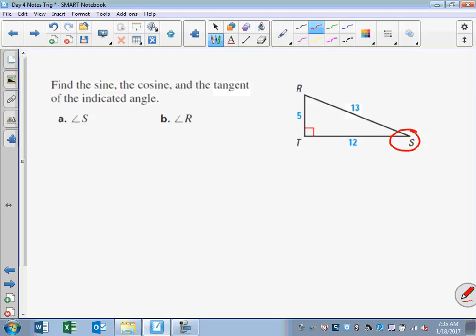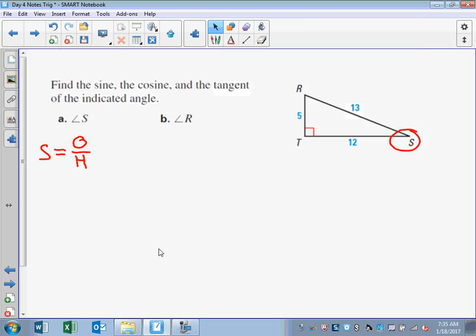Okay. Now, it asks to find the sine first, so we're going to do sine. And if you remember, sine was opposite over hypotenuse. So if we look at the diagram, we know that the hypotenuse is going to be the biggest side and the side across from the right angle. So the hypotenuse is 13. And this is the only one we're going to label, because the opposite and the adjacent changes depending on which angle you're talking about. So we're just going to label the hypotenuse for now. Okay.